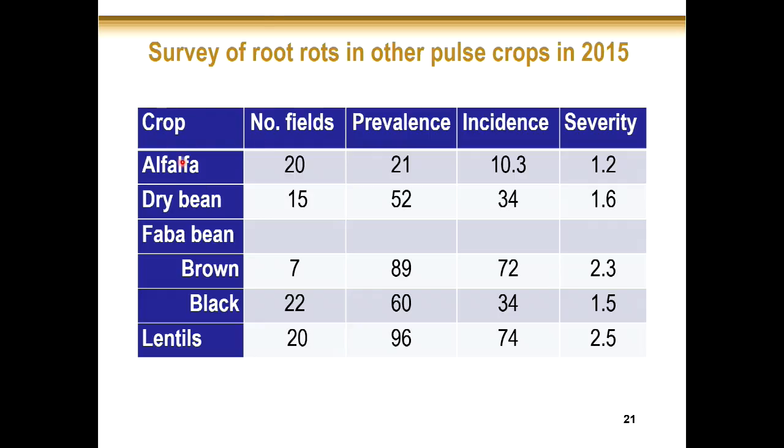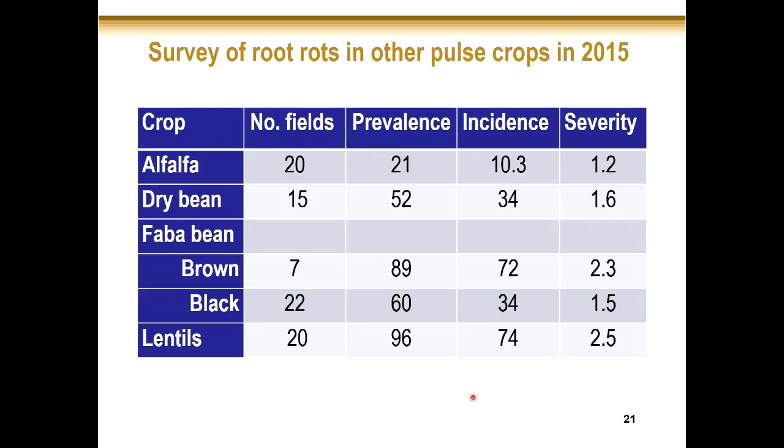And alfalfa is our forage crop. And really what we can see is that alfalfa, dry beans, and faba beans, for the most part, really do not have a root rot issue. Very low incidence and severity in alfalfa and dry bean. Faba beans had some root rot issues in the brown soil zone, and that's more of a Fusarium root rot problem than an Aphanomyces problem.